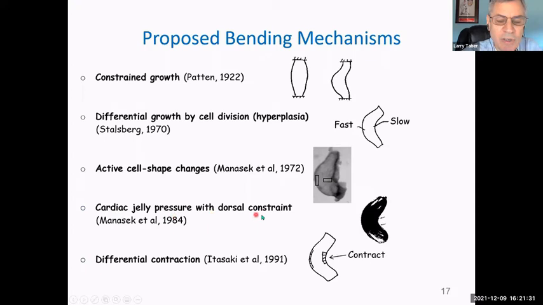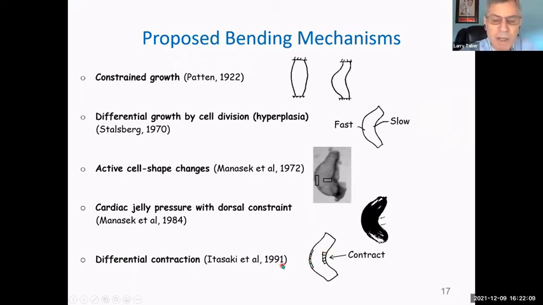Cardiac jelly pressure or dorsal constraint. This was proposed by Frank Manisek, because he noticed that the heart expands as the cardiac jelly inflates during looping, and it's also attached to the foregut initially as it starts to bend. So he said, well, it'd be like blowing up a balloon with a piece of tape on one side. And this is a picture from one of his papers showing a balloon that he blew up with a piece of tape along the inner side. And then finally, there's differential contraction, where the cells maybe along the inner curvature contract longitudinally, forcing it to bend.